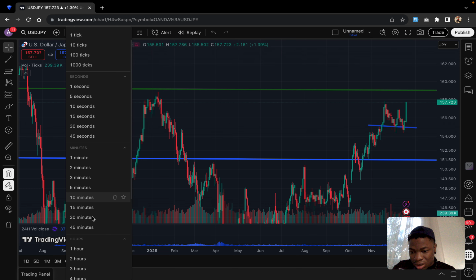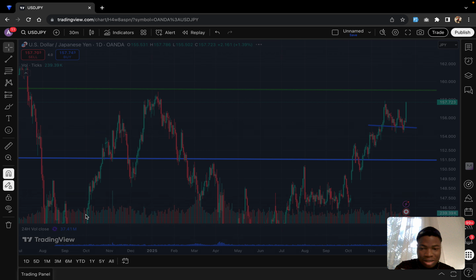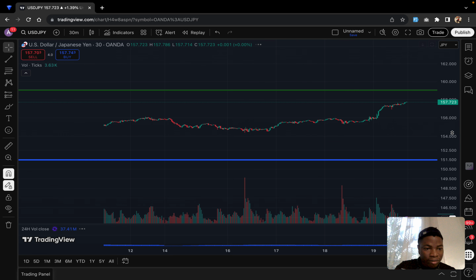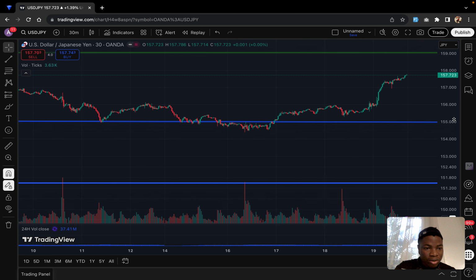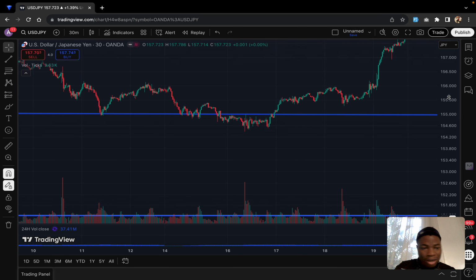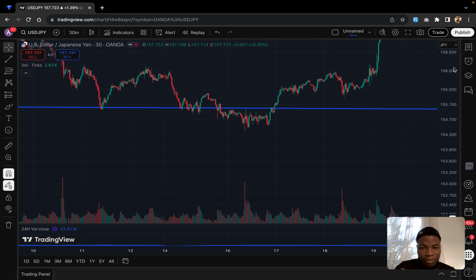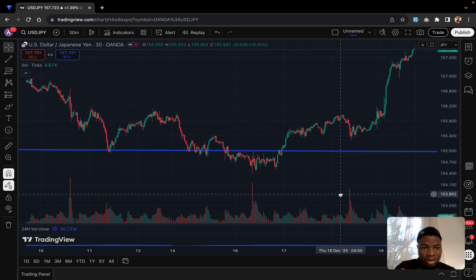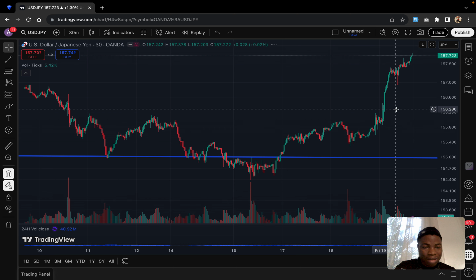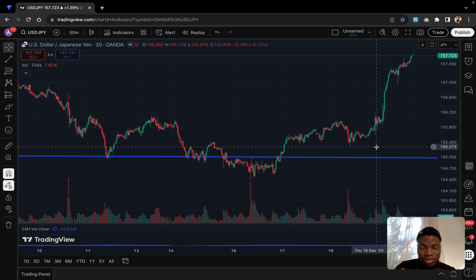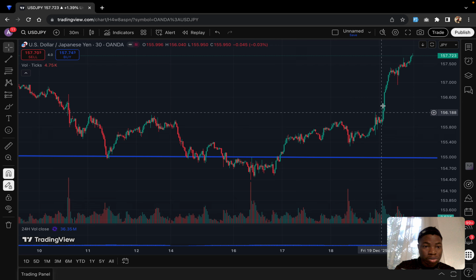If you want to see maybe on the 30 minutes time frame, it's good to do a top-down analysis because it helps to see what is happening per minute. Yeah, so this is it. The 30 minutes is still very much bullish.